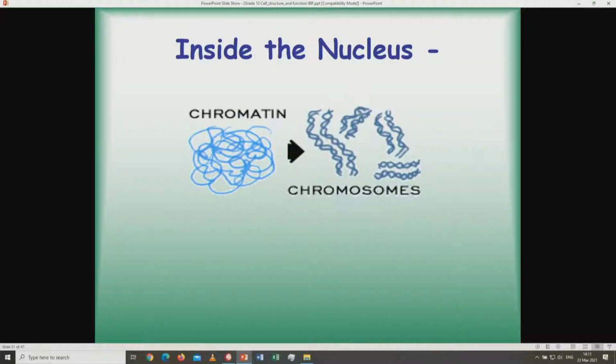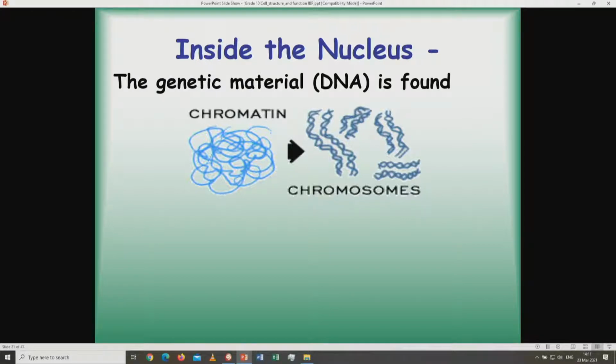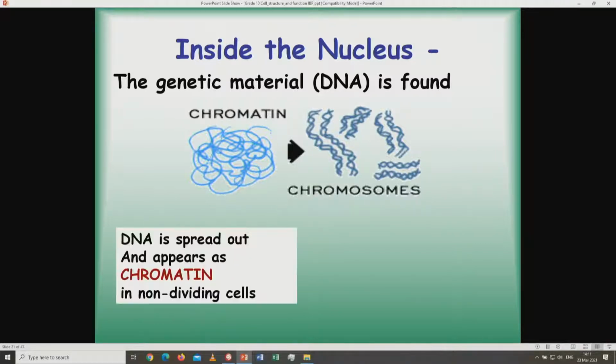This is just an idea of what it looks like inside the nucleus. You have the chromatin network, but if you unwind it, it forms the chromosomes, which are extremely long. All of those chromosomes are your genetic material found in the DNA, and that makes up your body and you as a person. DNA is spread out and appears as chromatin.